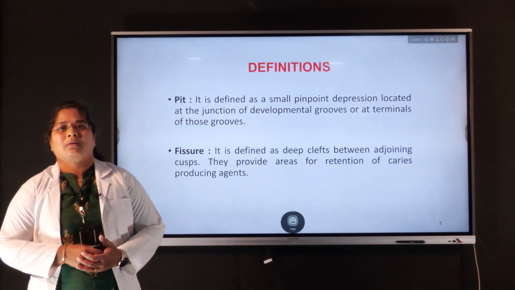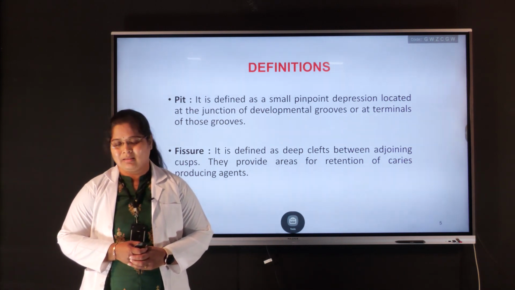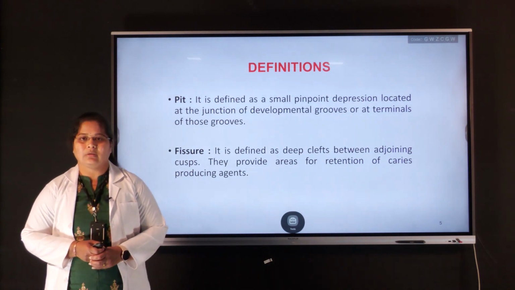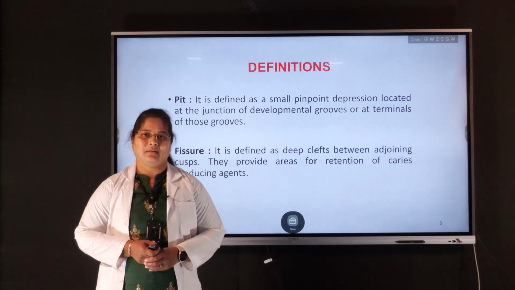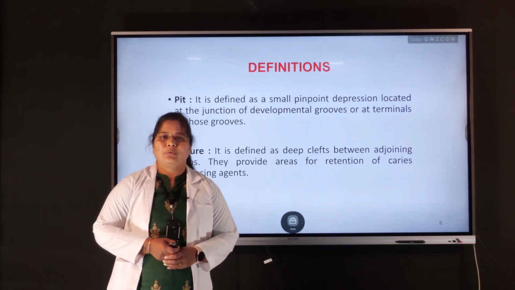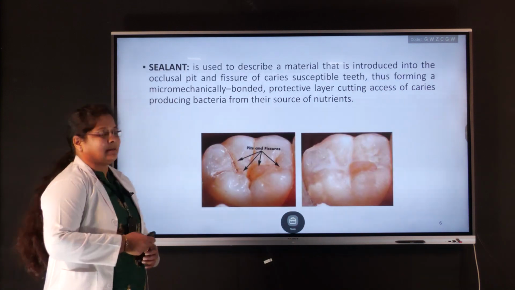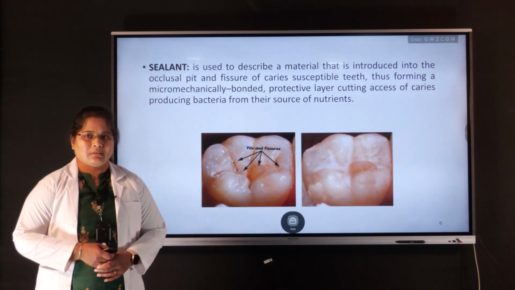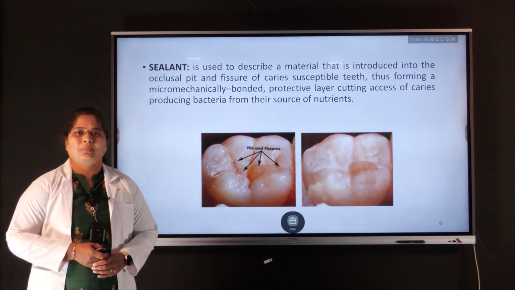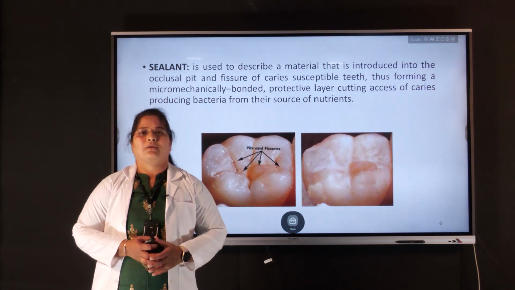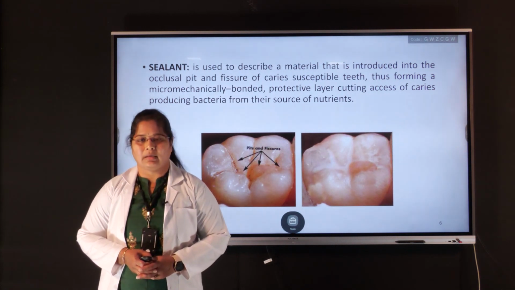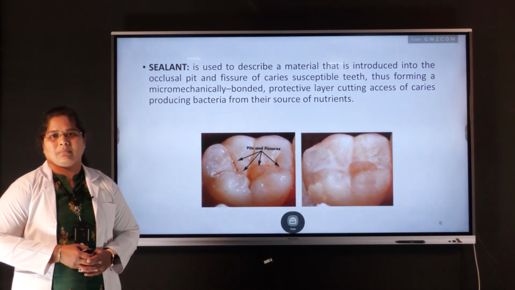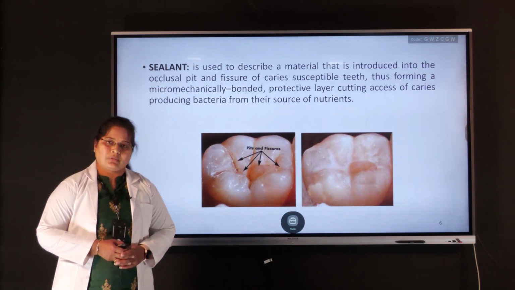In the definitions, I am going to discuss pits, fissures and sealants. Pits are the pinpoint depressions at the junctions of developmental grooves or terminals of the developmental grooves. Fissures are the grooves between adjoining cusps. Sealants are the materials introduced into the pits and fissures, thus they can form a micromechanical bond and form a protective layer above the pits and fissures. Thus they prevent the entry of caries forming bacteria from the source of nutrition.